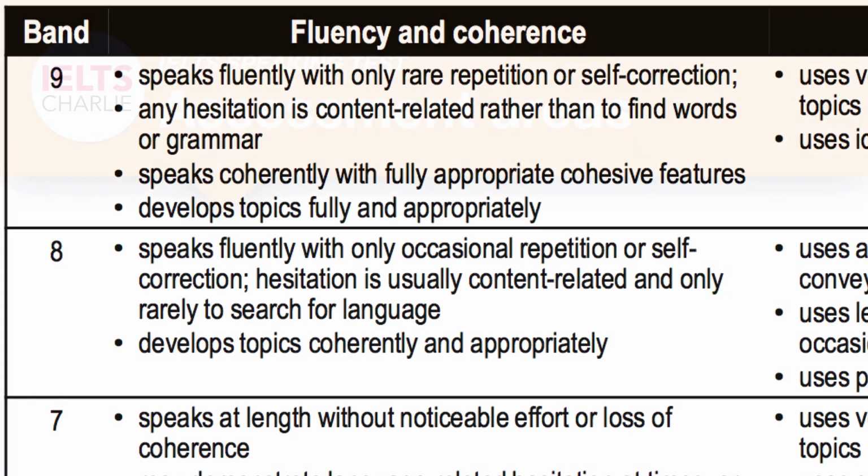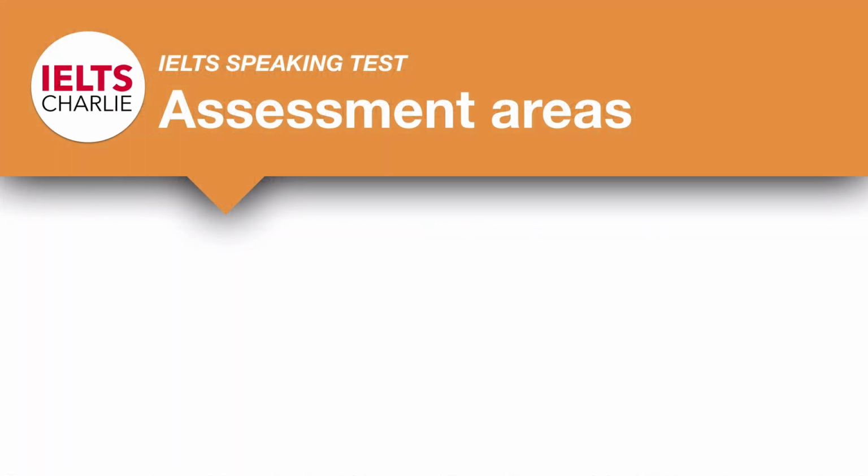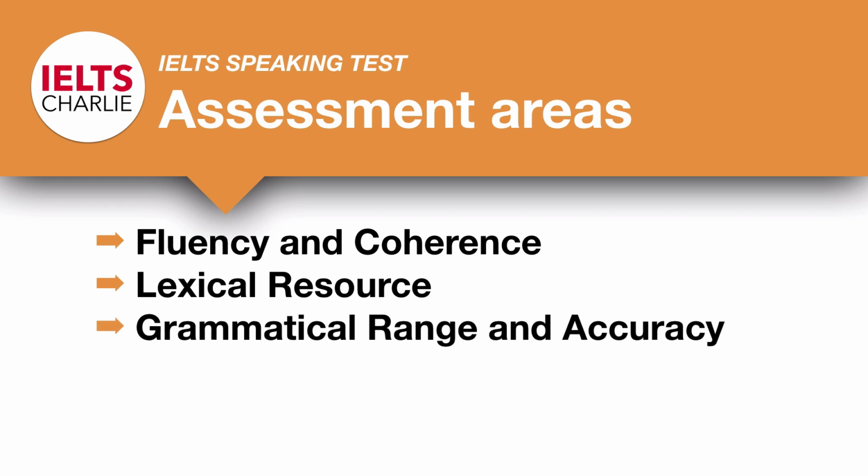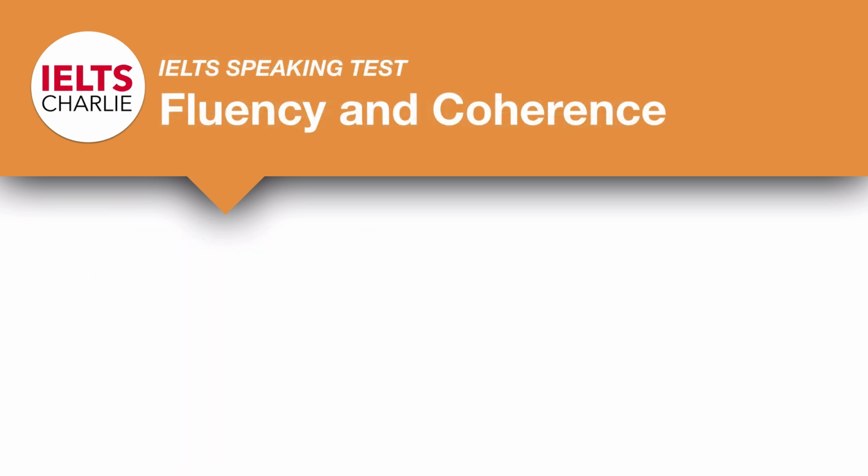So I'm going to go through the different assessment areas. There are actually 4 assessment areas that the IELTS examiner looks at, and they're called Fluency and Coherence, Lexical Resource, Grammatical Range and Accuracy, Pronunciation. Okay, and you get a band score for each of these 4 different areas, and your overall speaking band score is the average of those 4 band scores. So let's look at those 4 assessment areas in more detail.